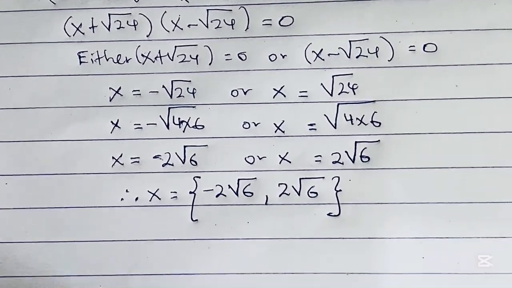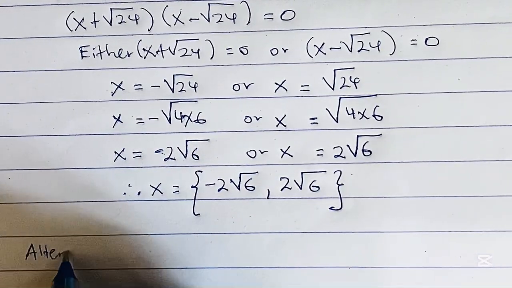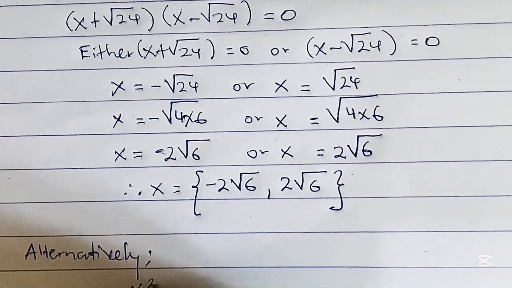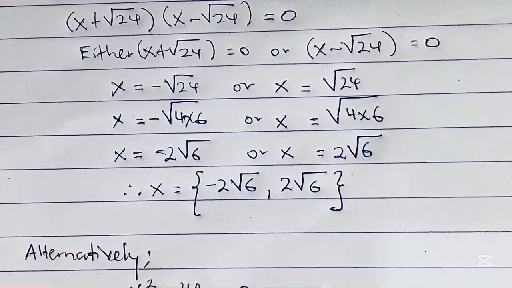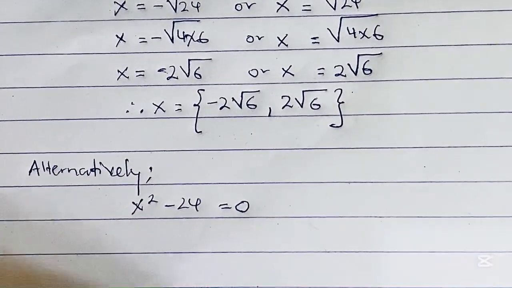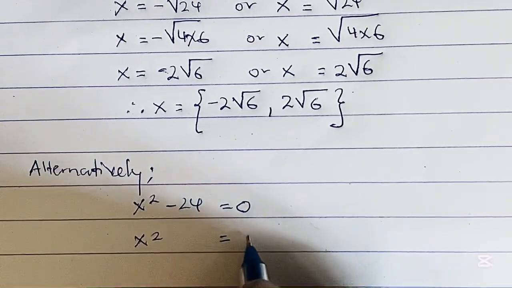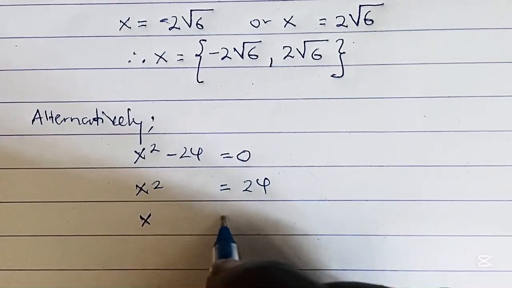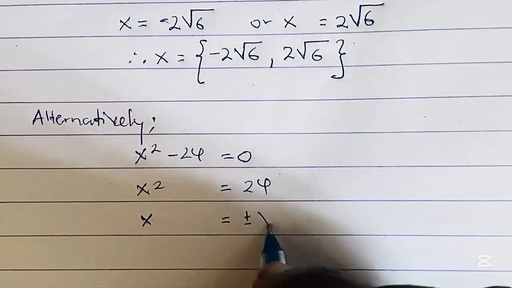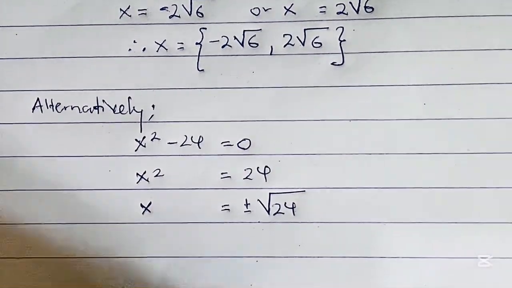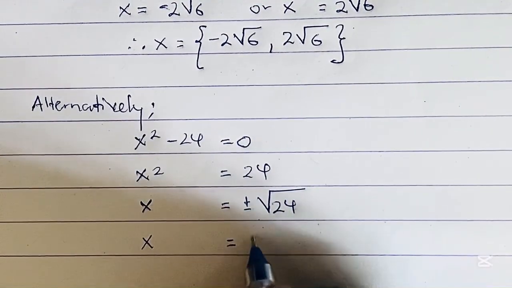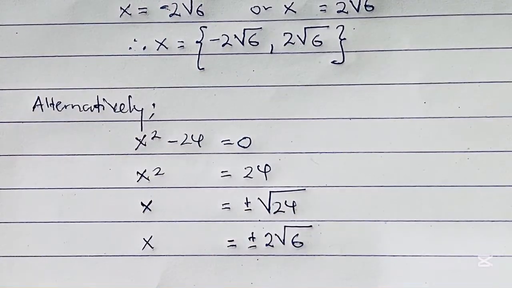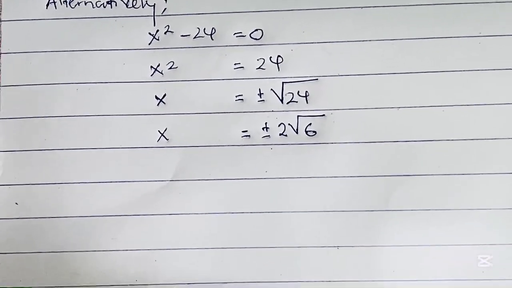Or alternatively, someone could have said x squared minus 24 is equal to 0, and x squared is equal to 24. That means x is equal to plus or minus square root of 24. So x is equal to plus or minus 2 root of 6. So the next step, we are going to verify our answers.